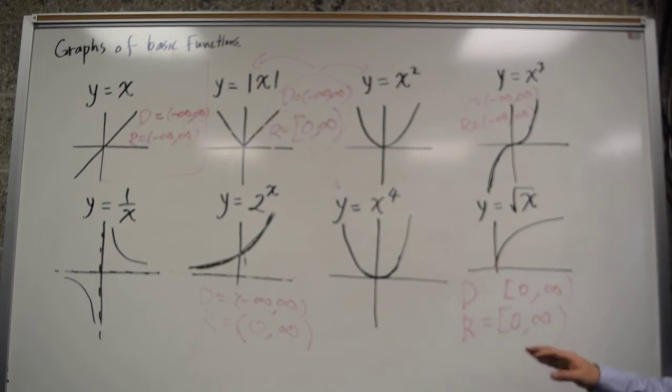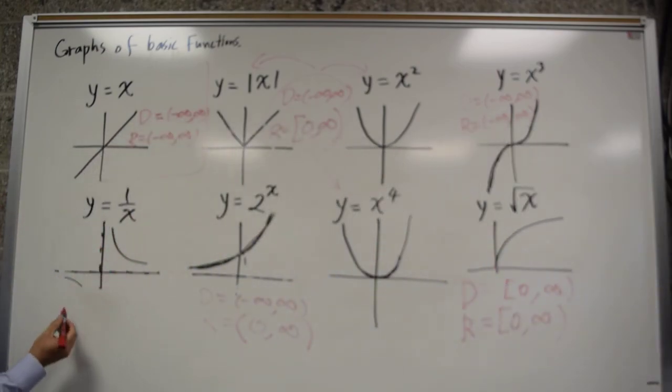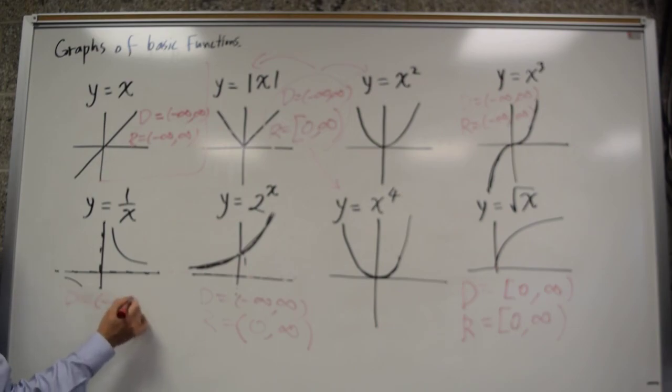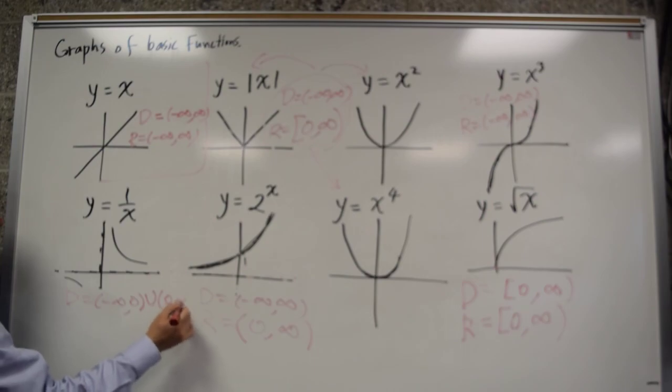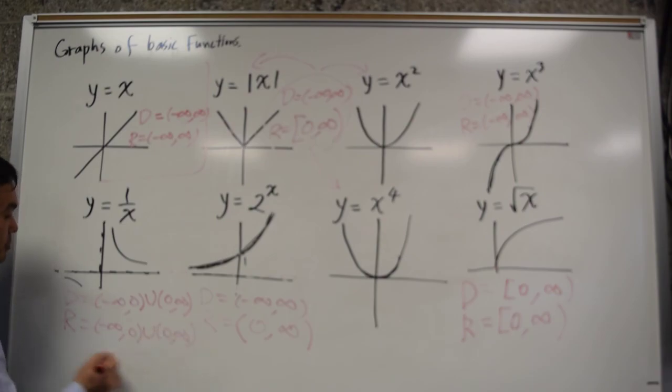What was the other one? Y equals 1 over x. Oh yeah. So for this one, we did that. Domain is negative infinity to 0, union 0 to infinity, and range is negative infinity to 0, union 0 to infinity. So you have to memorize all these graphs and also be able to figure out the domain and range from the graph.